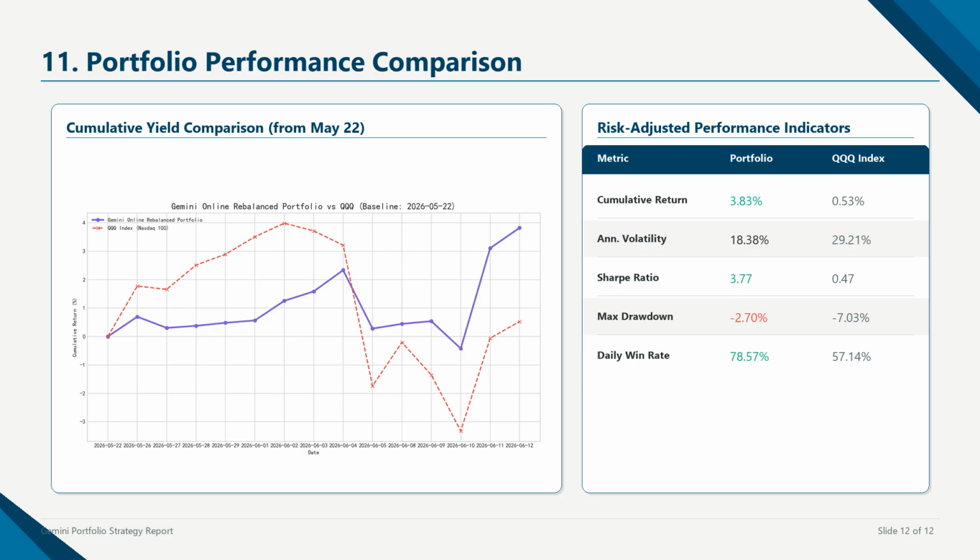This outperformance is driven by our systematic rotation, which quickly exited underperforming growth names and rotated capital into defensive leaders and utilities. The daily win rate of our strategy stood at 78.57%, highlighting the consistency of our selection model. This concludes our strategy presentation.